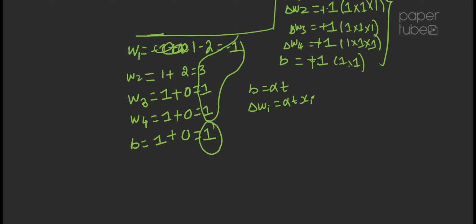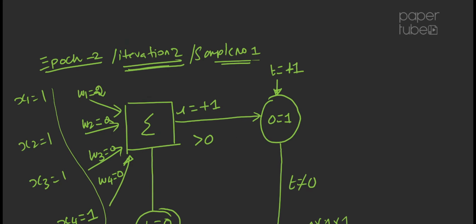So we use this one to go to the next step. We are going to use these weights and this bias value of 1, and then we are going to read the corresponding inputs x1, x2, x3, x4 that correspond to sample number 2. So this is iteration 2, sample number 1. So let's go to sample number 2, iteration 2, or epoch 2.